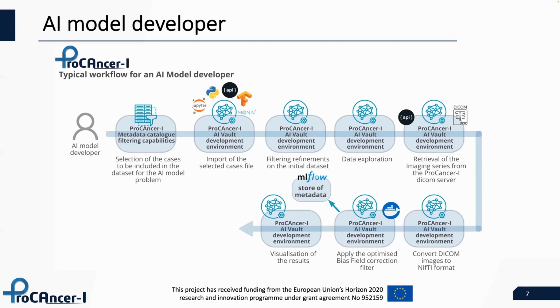In the development environment, filtering and refinement of the initial dataset are performed, followed by some exploration using the clinical variables of interest. Next step is the retrieval of the associated imaging data from the DICOM image repository and the transformation of those images to NIfTI format. NIfTI format is more appropriate for the downstream analysis. The data scientist can now run image processing tools like the N4 bias filter and visualize the results. Provenance information is automatically saved on the MLflow platform that is integrated with ProstateNet in order to provide relevant metadata and documentation about the experiment performed.